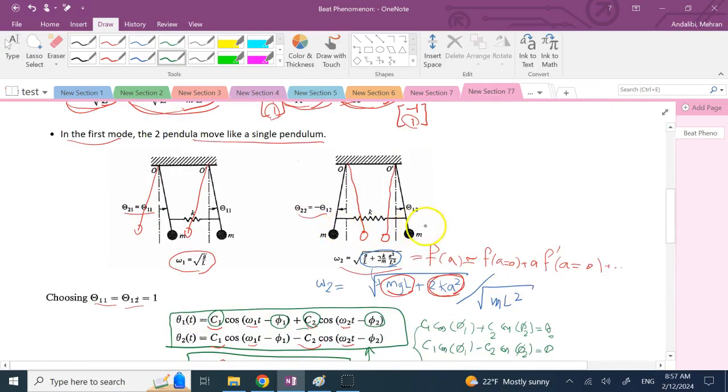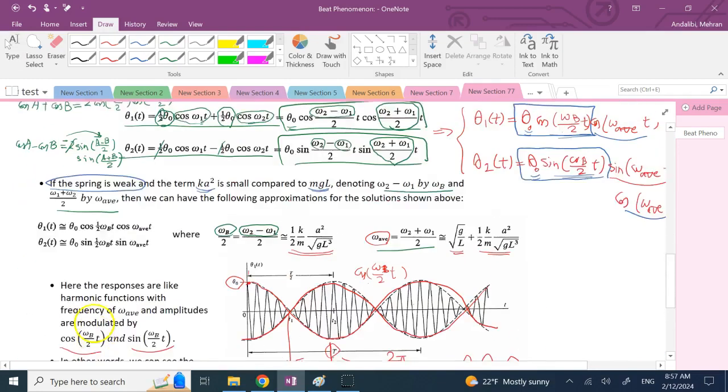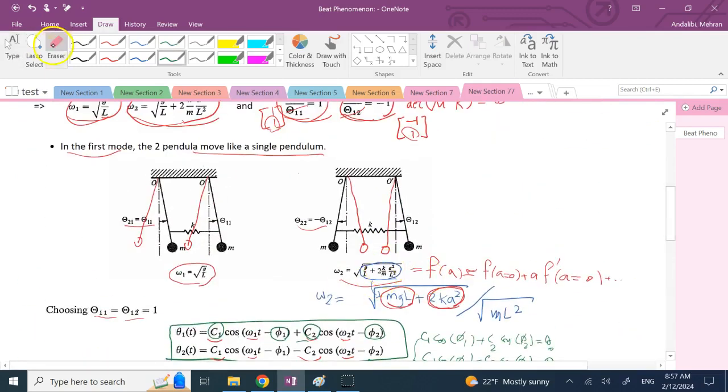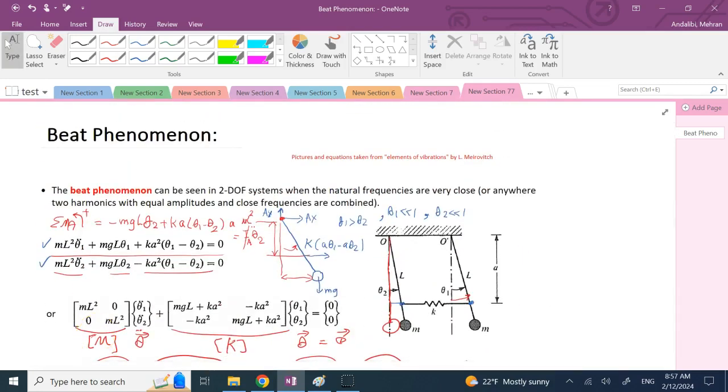In any system, 2DOF, as long as these two frequencies right here, this omega-1 and omega-2 are close to each other, then we can say what? We can say this phenomenon can happen. And here, as I said, if this term is small compared to the other one, then you simply get the square root of mg over L over mL squared, which is going to be g over L. So you see omega-2 and omega-1 are going to be what? Very close if, as I said, this term k is small. There is a weak spring linking them together.